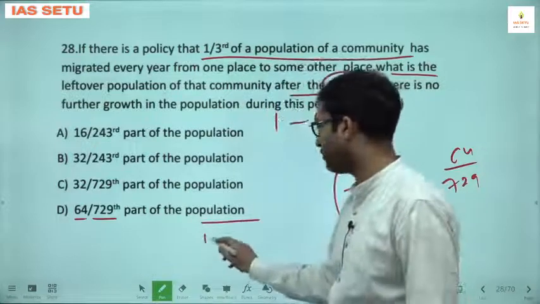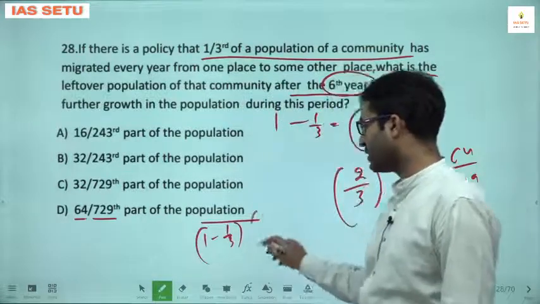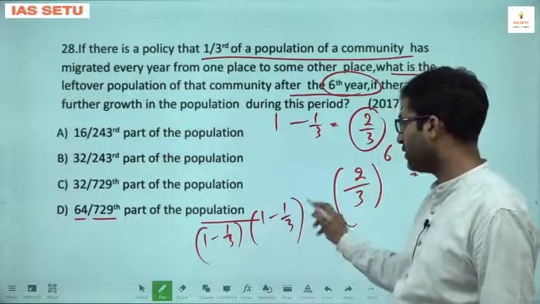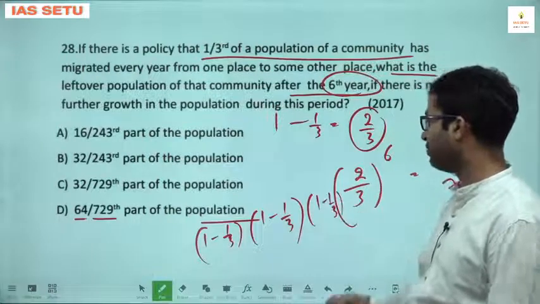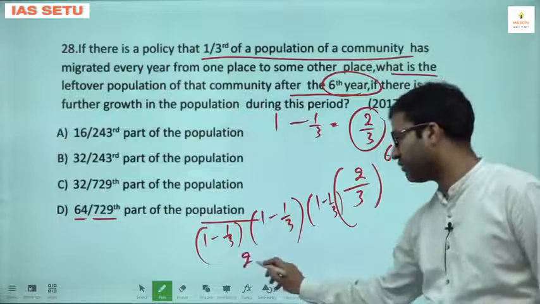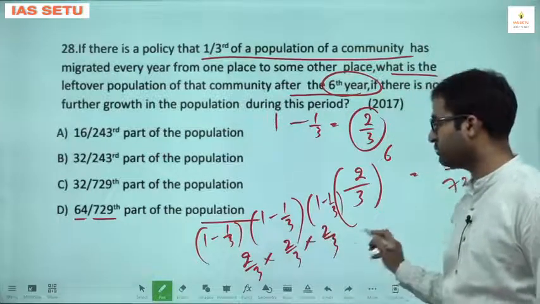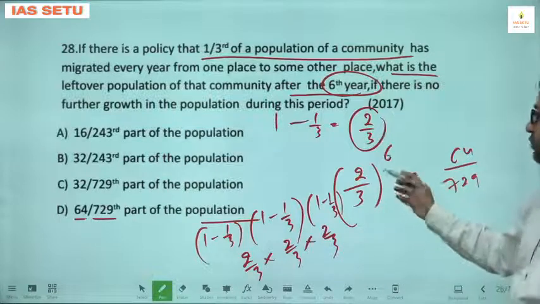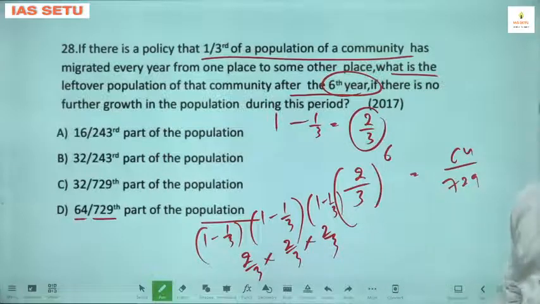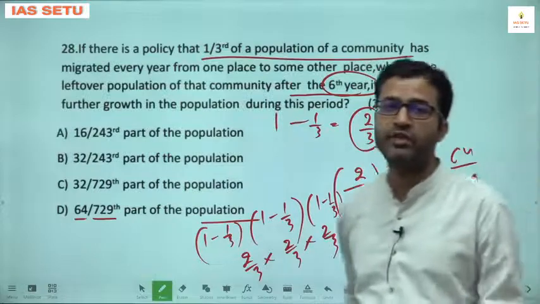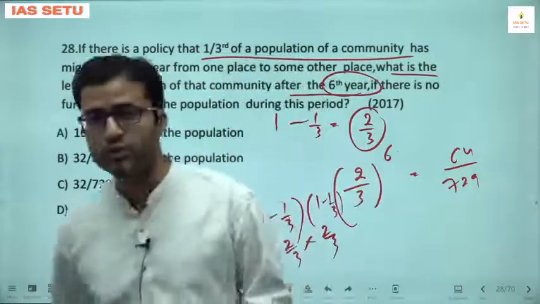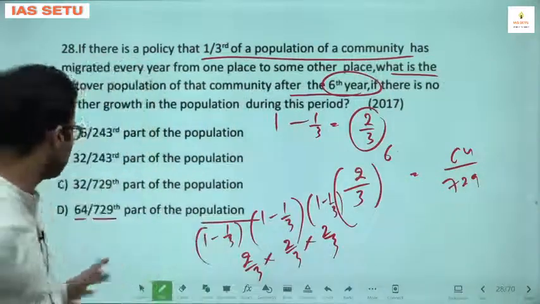So in the first year, 1 minus 1 by 3. Next year also 1 minus 1 by 3. Next year also 1 minus 1 by 3. So it means every time 2/3, 2 by 3, 2 by 3. How many times? 6 times. So here, straightforward, I told you 2 by 3 power 6. So it is coming 64 upon 729, that is, 2 to the power 6 divided by 3 to the power 6. The answer is D.